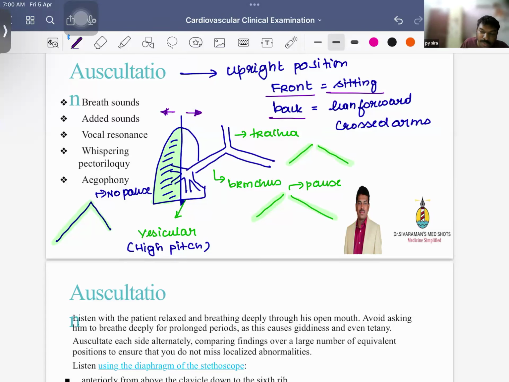Whenever you auscultate, the air is going to enter into the trachea. After entering, it goes straight to the bronchioles. There a pause is obtained, then the air comes back, and you get a wave like this. So the tracheal breath sound is going to be harsh in quality, and it is going to get a curve like this. This is seen in the trachea.